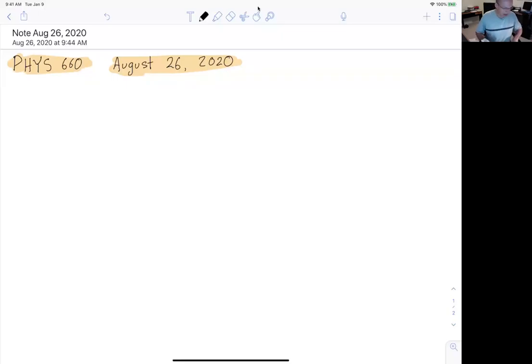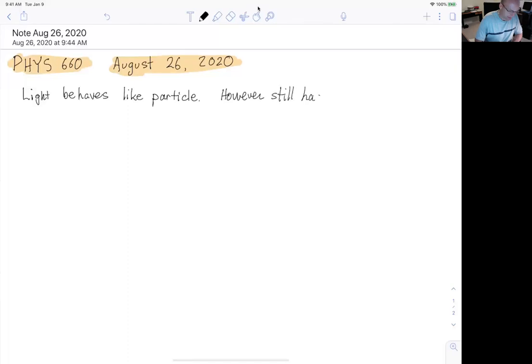And so last time we had talked about the fact that light behaves as a particle in the sense that its energy is quantized. Okay, but it also has the familiar wave properties that were actually well known even in the time of Newton. However, it still has wave-like interference.